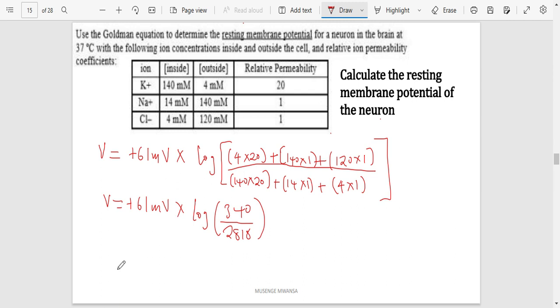The value that we find, then we are going to multiply by 61. So this is giving me positive 56.02, which I can simply say positive 56 millivolts. But of course, we know that typically for a neuron, the resting membrane potential is supposed to be about negative 70 millivolts. All right, so this is how you calculate the resting membrane potential.